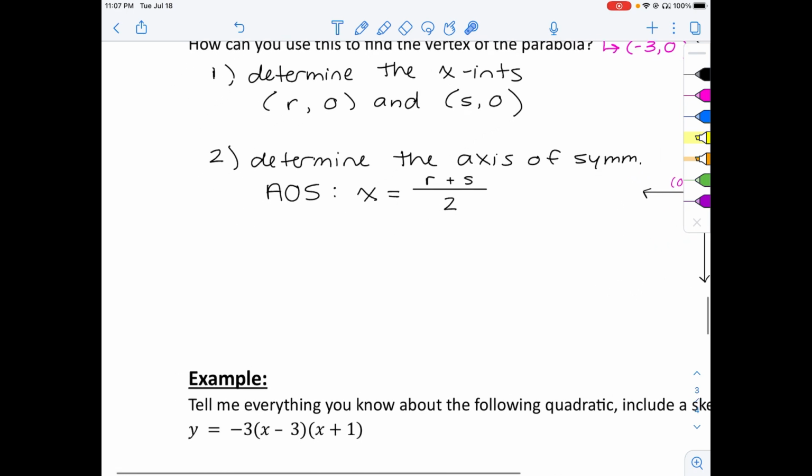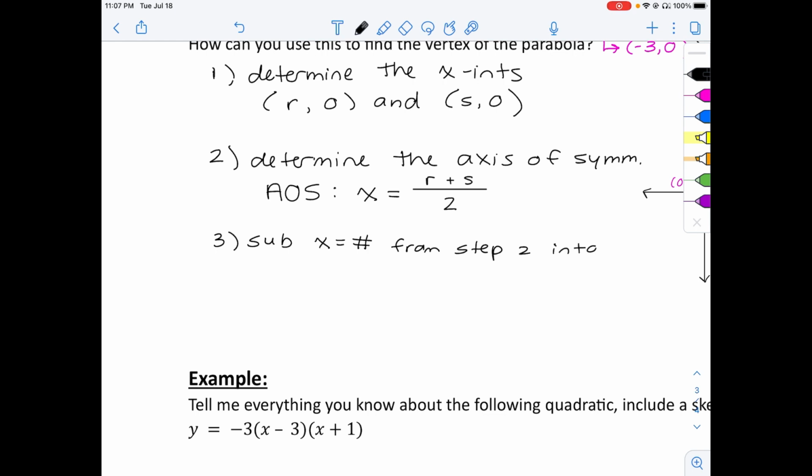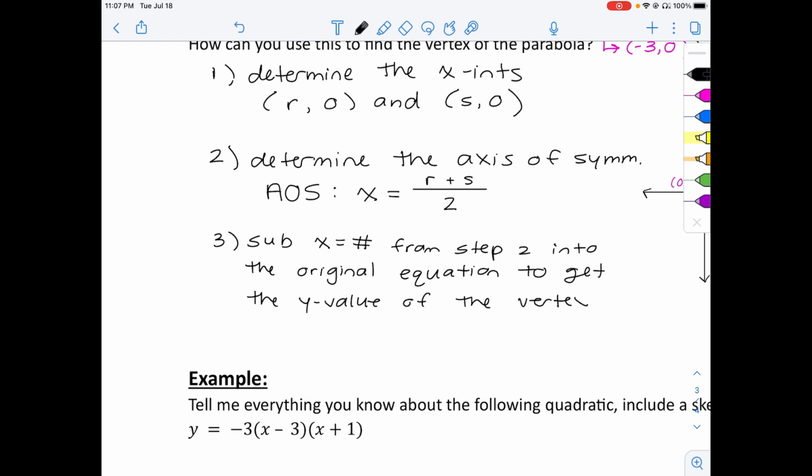Then once you have that value, you are going to sub it back into your equation. So sub x equals that number, whatever it might be, from step 2, into the original equation. And that will give you the y value of the vertex, which is the max or min value of the curve.